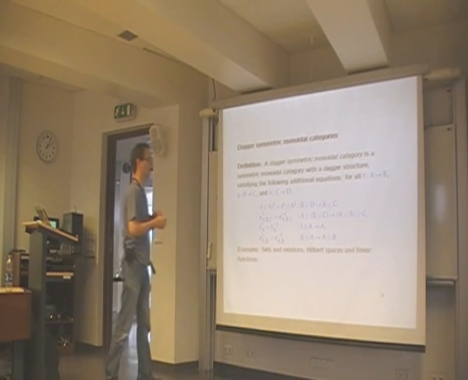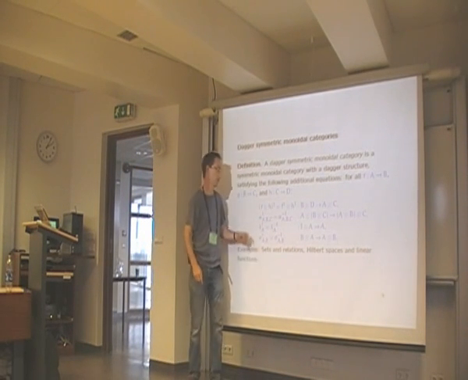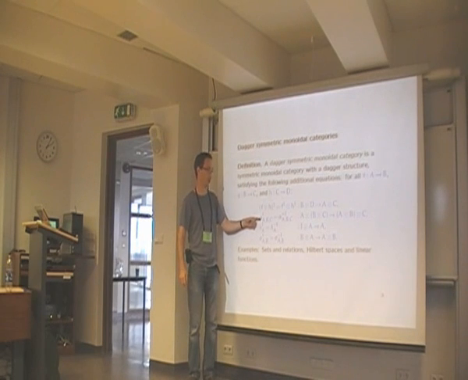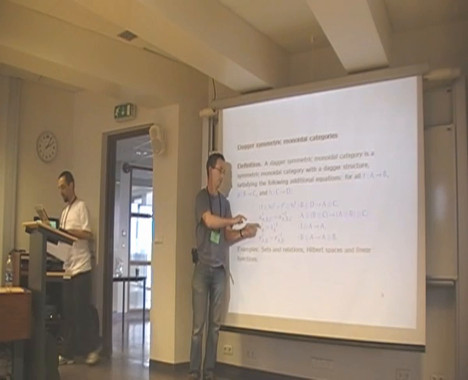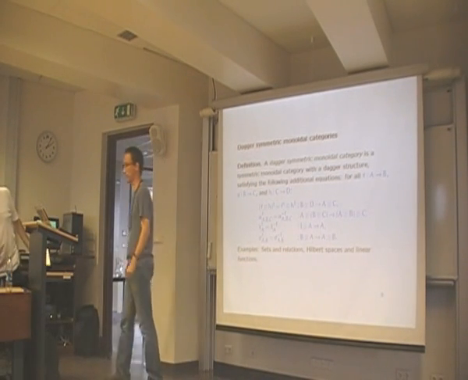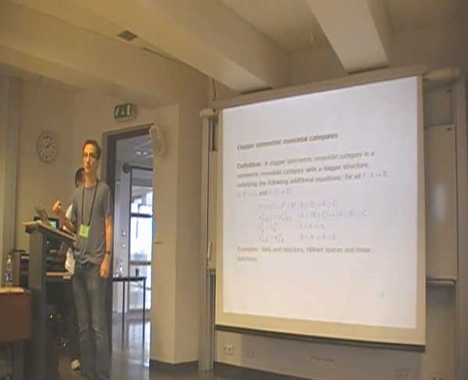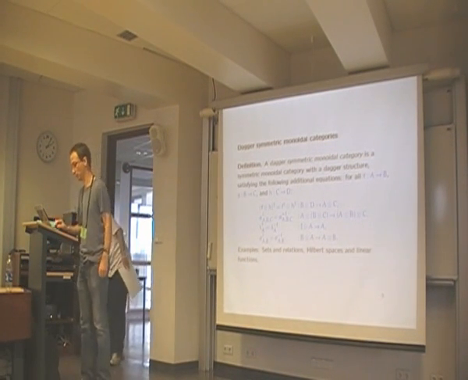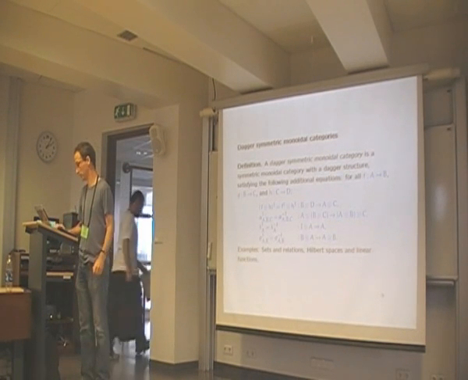Then the dagger of the tensor has to be the tensor of the daggers, the associativity maps have to be unitary, and the left and right maps for the unit of the tensor product have to be unitary. That's called a dagger symmetric monoidal category. Again, Hilbert spaces are the most typical example of that, but again, sets and relations also works.